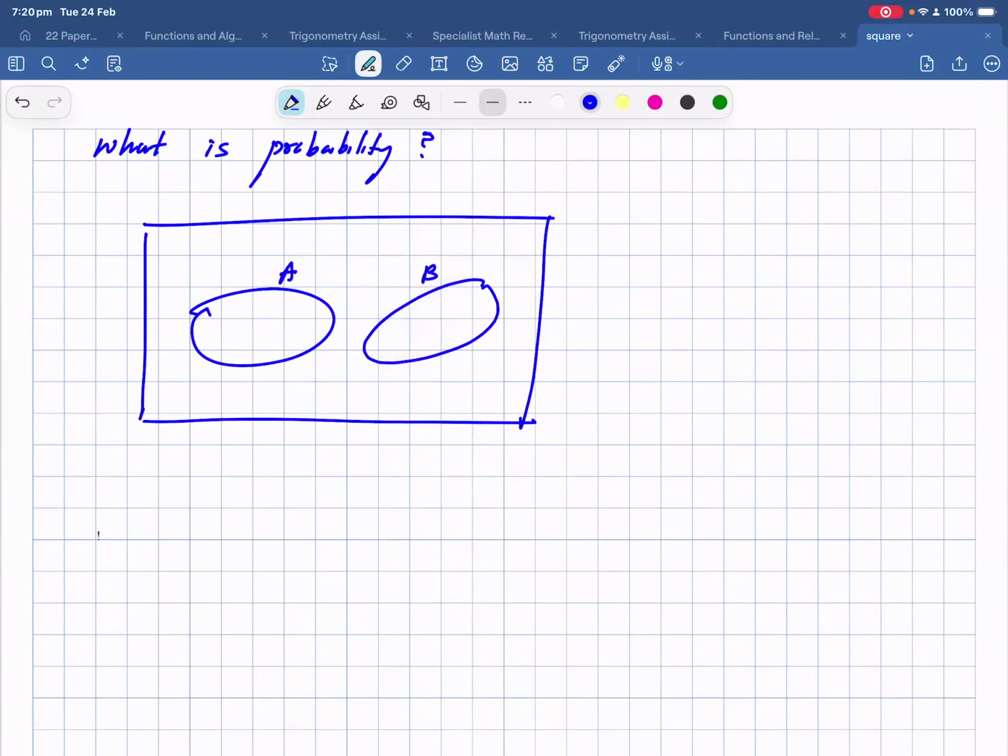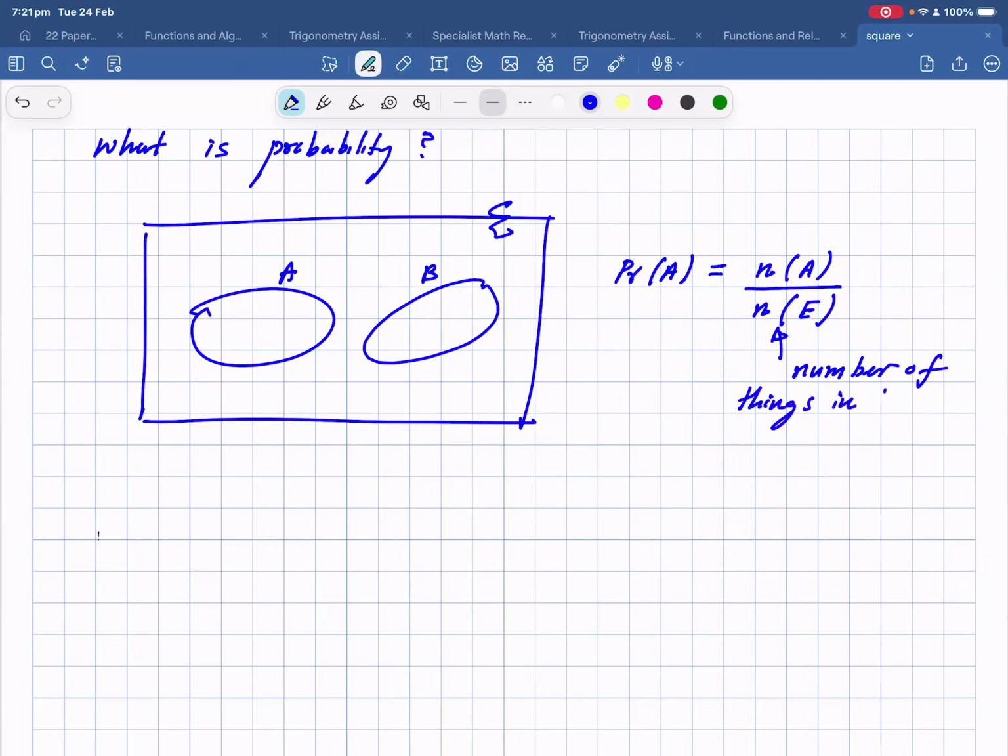This is A, this is B. This is the universal set. Okay. So now, probability of A is defined by the number of things in A divided by the number of things in the universal set. So that's how you find the probability of A.